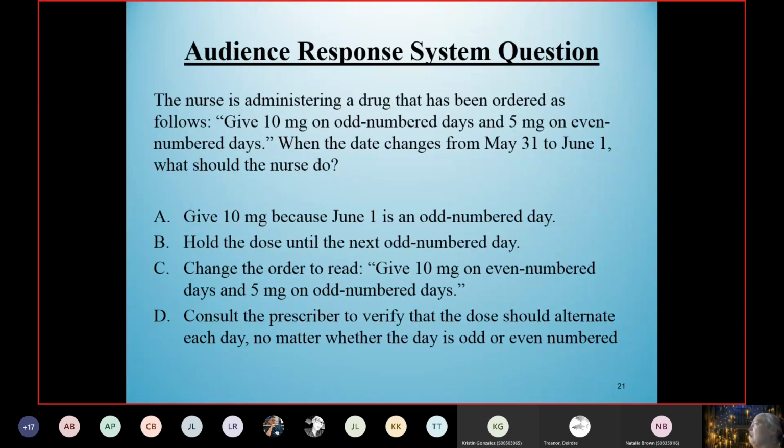So the nurse is administering a drug that has been ordered as give 10 milligrams on odd number days and 5 milligrams on even number days. When the date changes from May 31st to June 1st, what should you do? A, give 10 milligrams because June 1st is an odd numbered day. B, hold the dose until the next odd numbered day. C, change the order to read give 10 milligrams on even numbered days and 5 milligrams on odd numbered days. Or D, consult the prescriber to verify that the dose should alternate each day no matter what day.